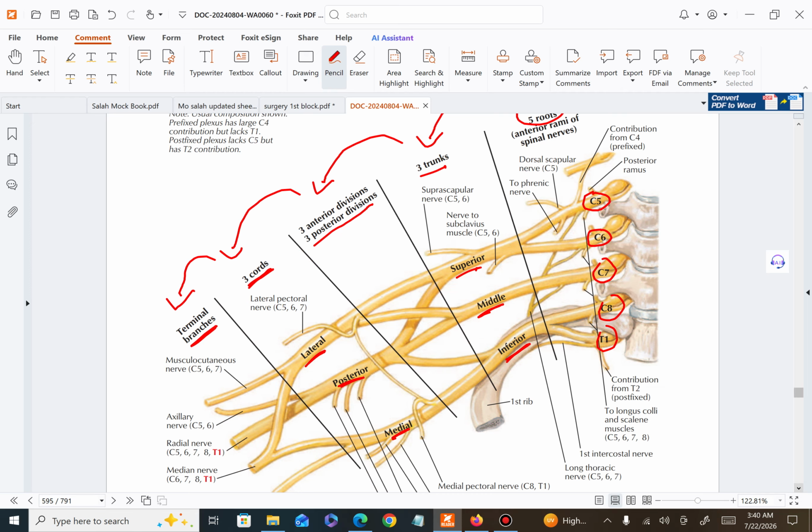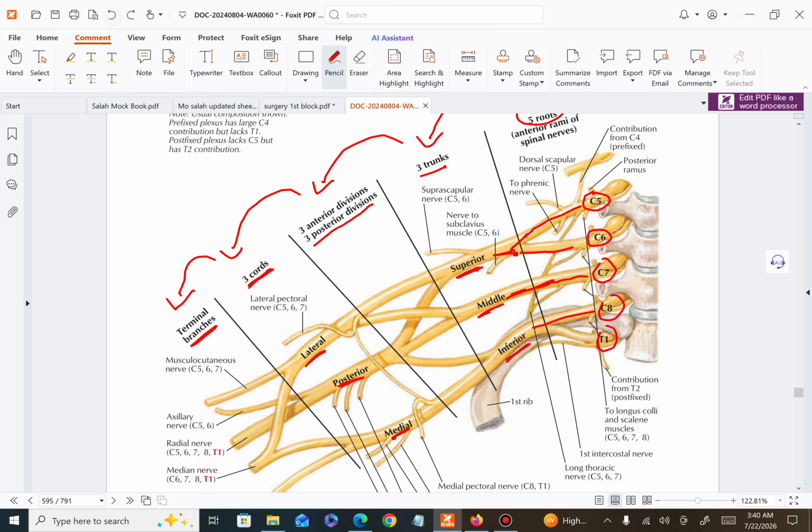are formed. The C5 and C6 nerve roots combine to form the superior trunk. Then the C7 root itself forms the middle trunk, and the C8 and T1 roots combine to form the lower trunk. So these are the trunks.